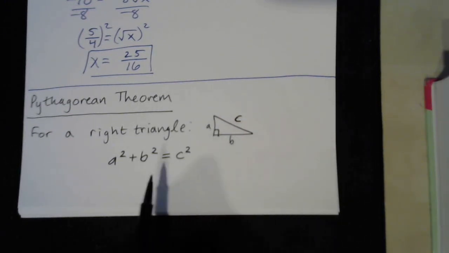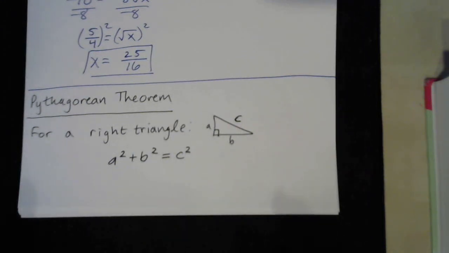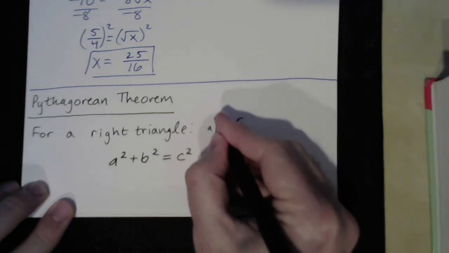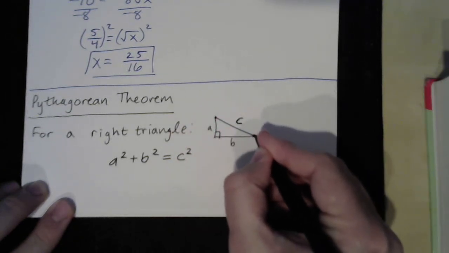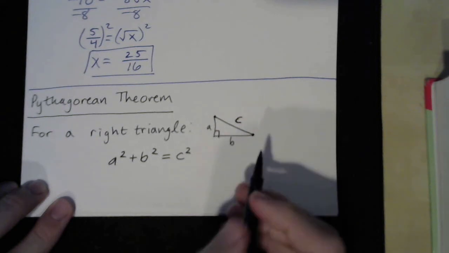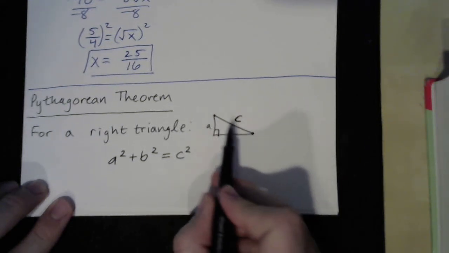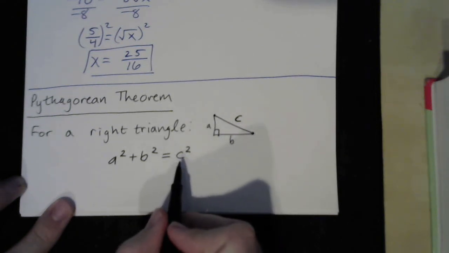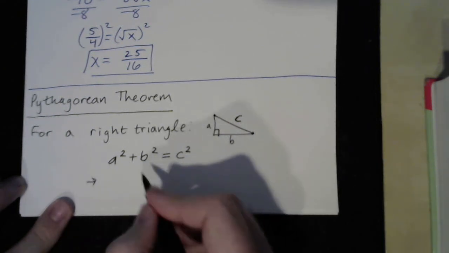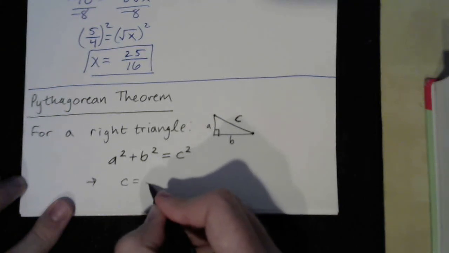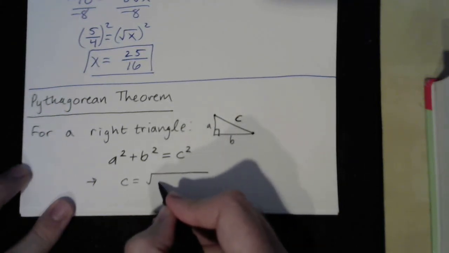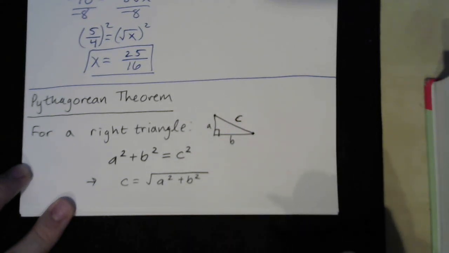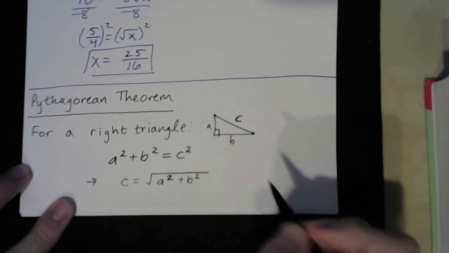Now, we talked about this last week when we did distances. And the reason for that is, let's say we were finding the distance between 2 points here and here, the vertices attached to that hypotenuse. Well, we can find that by finding the value of C. And if we square root both sides, we get C equals the square root of A squared plus B squared. And that's how we could find that.